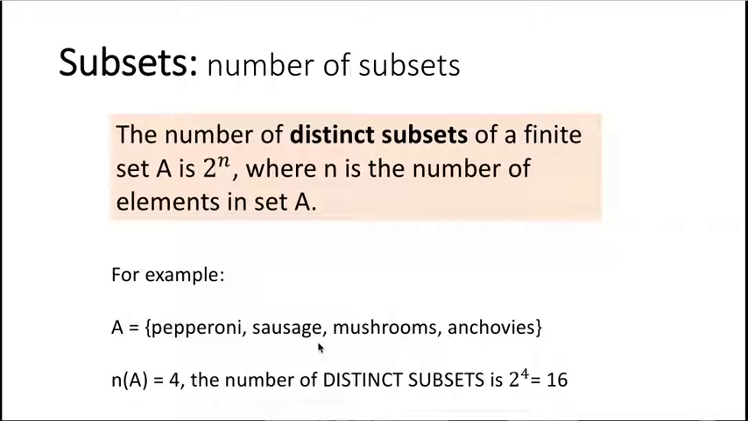So what if there were 4 different toppings? The number of distinct subsets would be 2^4, because there are 4 toppings. 2^4 is 16. Okay, that's all there is to it.